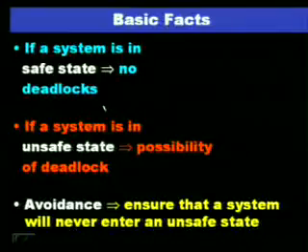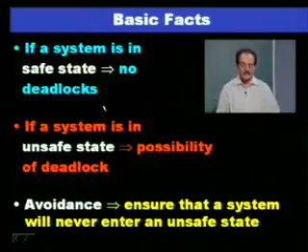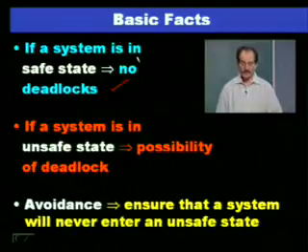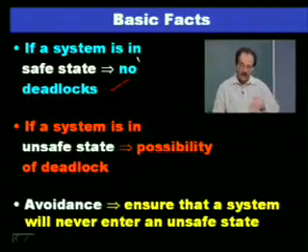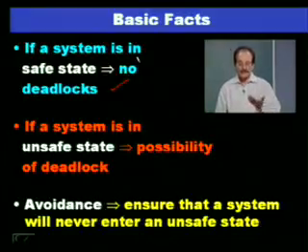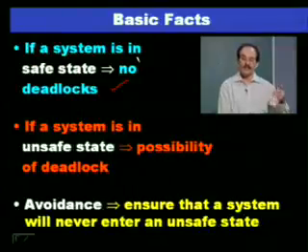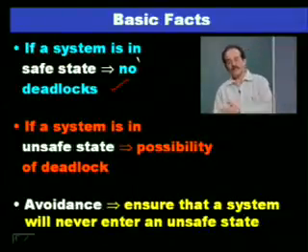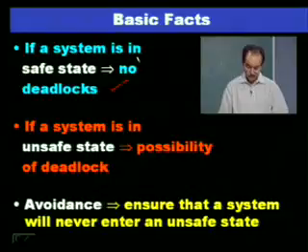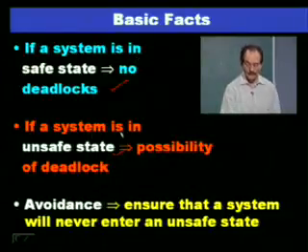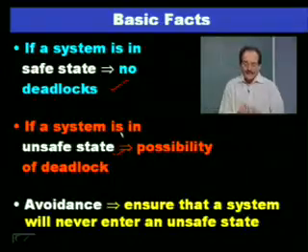Now, these are some of the basic facts. If the system is in the safe state, then no deadlock can occur. That is, all my processes which I wanted to execute have got all the resources which they require for the execution, either being held by the earlier processes or available in the pool. And next, if my system is in the unsafe state, then there is a possibility a deadlock will occur.